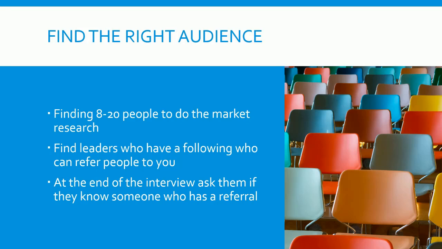So you've got to find the right audience. How do you find that audience? The minimum is 8 people. You can do 20, or you can do even more than 20 if you have a good network or a good email list already. But you've got to find 8 to 20 people. How do you find these people? Well, you can ask your friends. You can ask some people in the community.